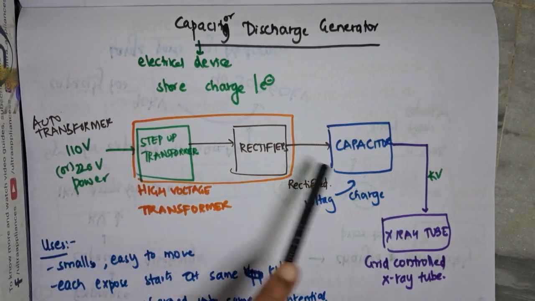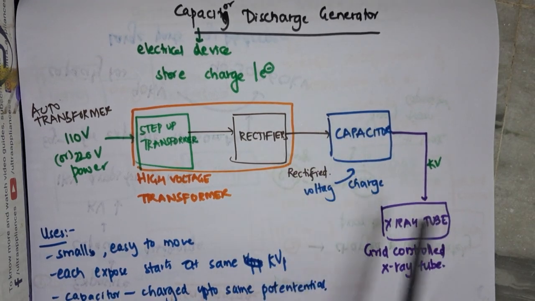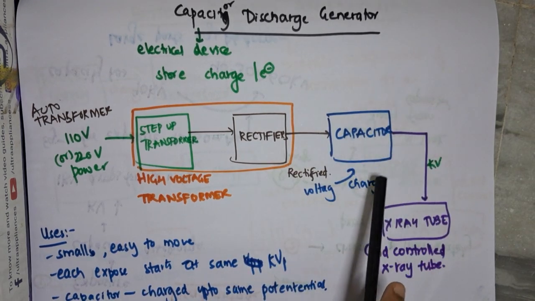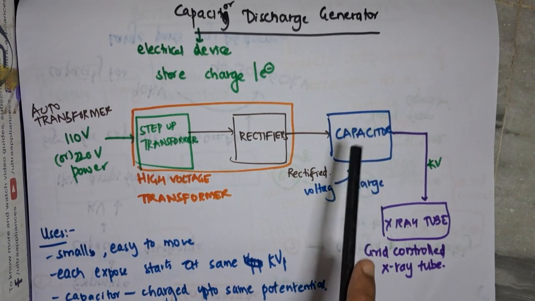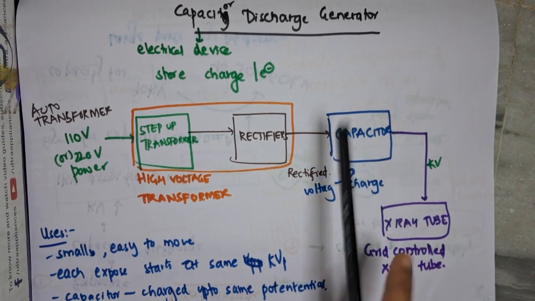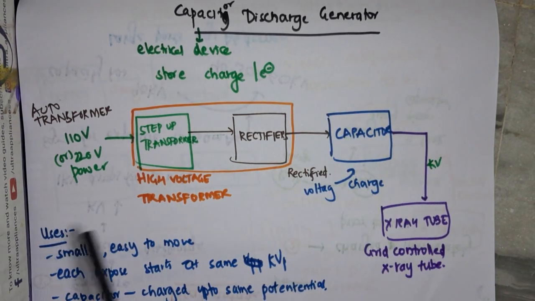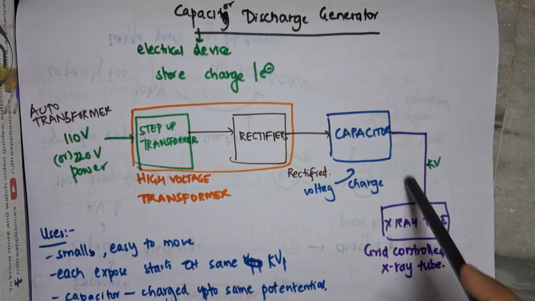Okay, so the capacitor discharge units. These units will provide very high milliamperes, as high as 500 milliamperes, with very short exposure. What are the uses of this capacitor discharge generator? The main use is that they are very small, and thus it is very easy to move them from one place to another place.